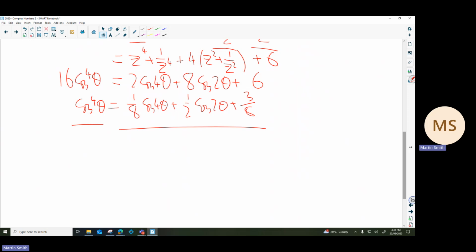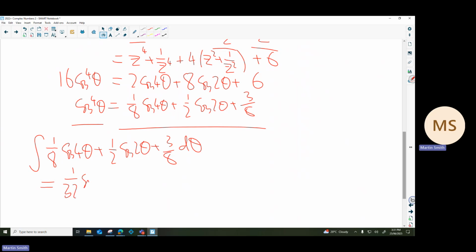So the integral of cos to the 4 theta d theta is the same as the integral of 1/8 cos 4 theta plus 1/2 cos 2 theta plus 3/8. Cos kx integrates to give 1 over k sine kx. So cos 4 theta becomes a quarter sine 4 theta, times it by 1/8 to get 1 over 32 sine 4 theta. Cos 2 theta becomes a half sine 2 theta, times it by 1/2 to get a quarter sine 2 theta. And 3/8 is just a constant which will integrate to give 3/8 theta plus c.